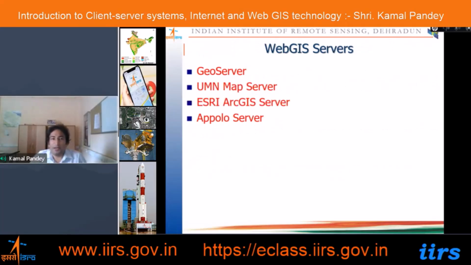Some of the common GIS servers. Earlier I told you about some common web servers like Apache, Tomcat, and many things. Similarly, we have GIS application servers. What are those? One is GeoServer, UMN MapServer. These are two basically open source web GIS servers. We have ISRO GIS server also, and proprietary ArcGIS server also. So there are many application servers which solve the purpose of web GIS.